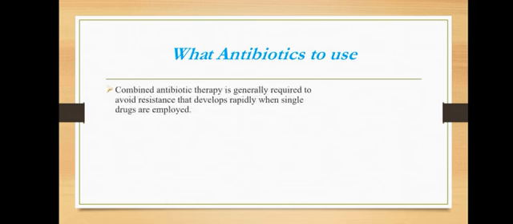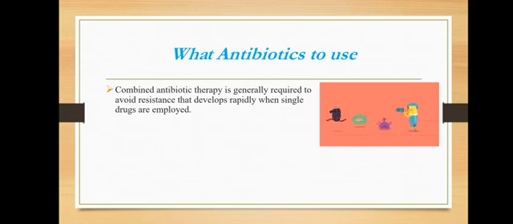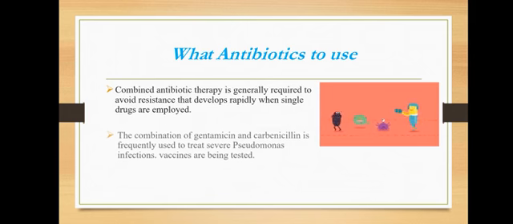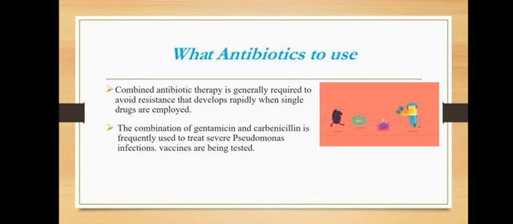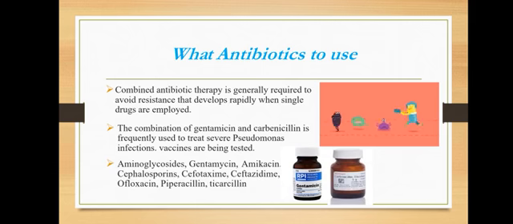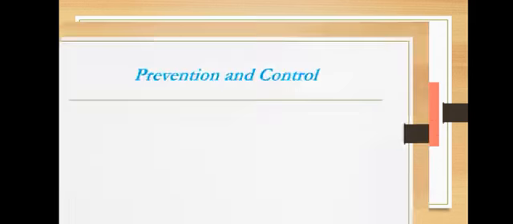What antibiotics are used for the treatment of this? Combined antibiotic therapy is generally required to avoid resistance that develops rapidly when single drugs are employed. Generally a combination of gentamicin and carbapenem is frequently used to treat severe Pseudomonas infection. Vaccines are being tested. Some other antibiotics are aminoglycosides, gentamicin, amikacin, and many more.